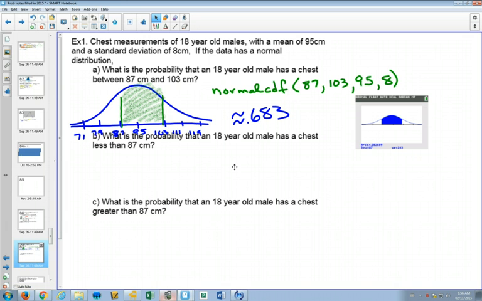So now we got part B. What is the probability an 18-year-old has a chest measurement less than 87? So we quickly redraw our normal distribution, just like that.